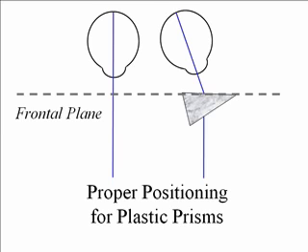If we define the frontal plane as the plane perpendicular to the direction of the nose, then the proper positioning for a plastic prism in front of the deviating eye is such that the back of the plastic prism is coincident with the patient's frontal plane. And if we do this, and you can look at this diagram a little bit and discover why it is in fact true, then the plastic prism will be held in the orientation of minimum deviation.